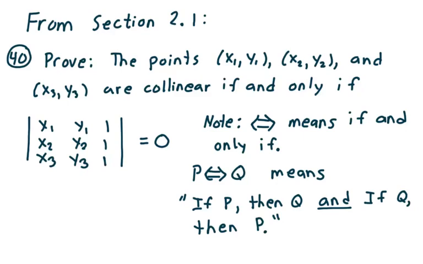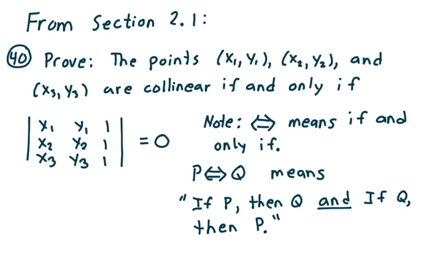This is a video from section 2.1 in linear algebra. Let's take a look at problem 40. Prove the points (x1, y1), (x2, y2), and (x3, y3) are collinear if and only if the determinant of the matrix with rows x1, y1, 1; x2, y2, 1; x3, y3, 1 is 0.